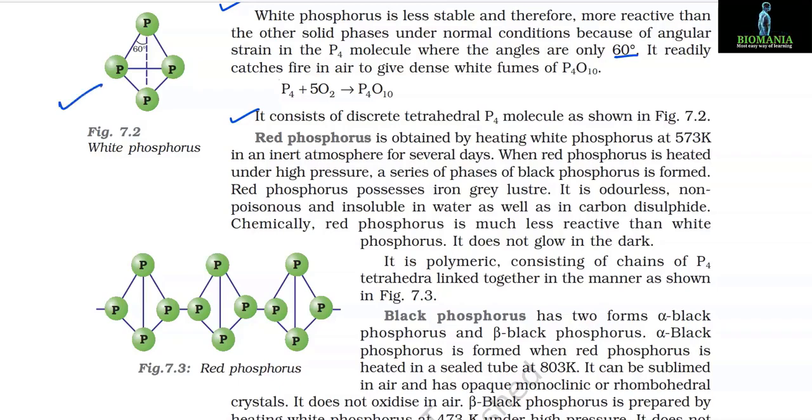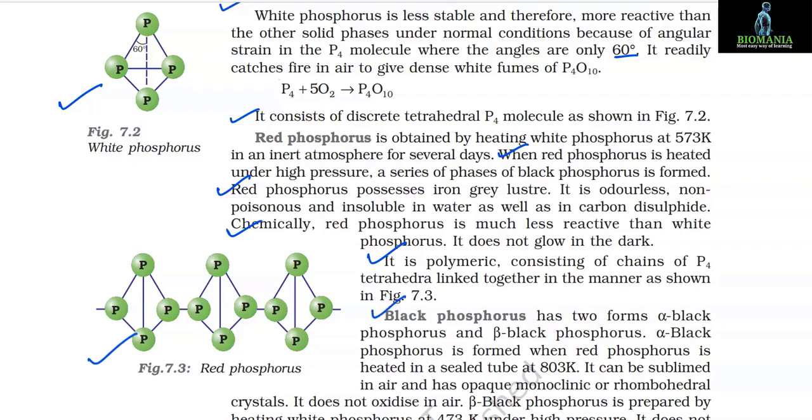Red phosphorus is obtained by heating white phosphorus at 573 Kelvin in an inert atmosphere for several days. When red phosphorus is heated under high pressure, a series of phases of black phosphorus is formed. Red phosphorus possesses iron-grey luster. It is odorless, non-poisonous and insoluble in water as well as in carbon disulfide. Chemically, red phosphorus is much less reactive than white phosphorus. It does not glow in the dark. It is polymeric, consisting of chains of P4 tetrahedra linked together in the manner shown in figure 7.3.